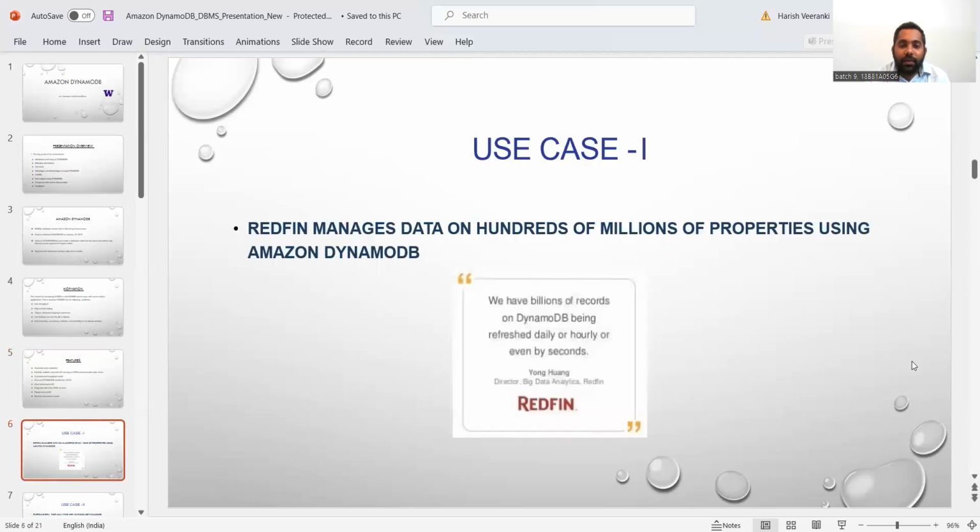And these are a few companies which use Amazon DynamoDB, and Redfin is one of them. Redfin manages data on hundreds of millions of properties using Amazon DynamoDB. We have billions of records on DynamoDB being refreshed daily, hourly, or even by seconds. So these are the words spoken by the Director of Big Data and Data Analytics of Redfin.